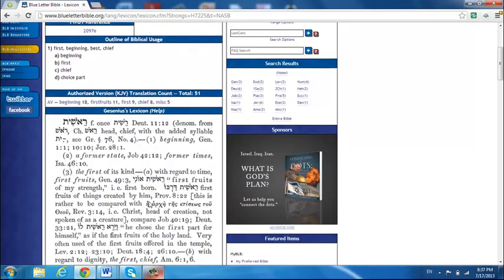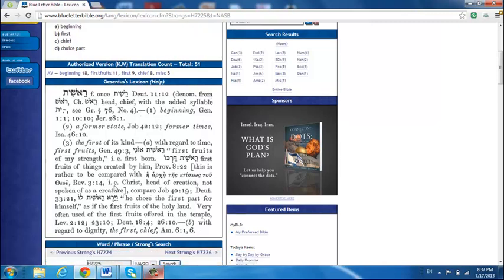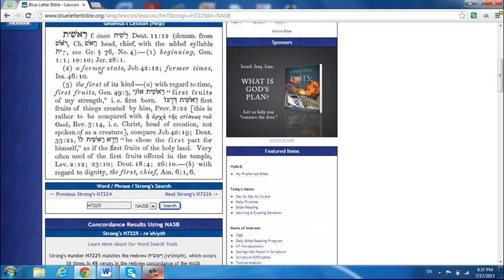And here you have to be careful about dictionaries from 100 years ago, because they weren't quite as sophisticated in their understanding of how language works. But definitely this will get you going. Beginning is what this word means. Reshit means beginning. You want to be careful about overload, because dictionaries from 100 years ago were often guilty of the overload fallacy.